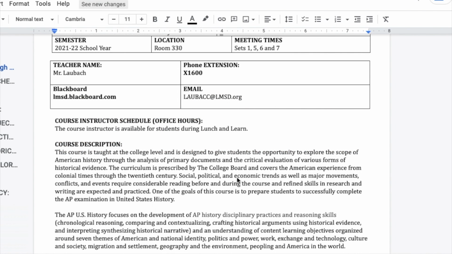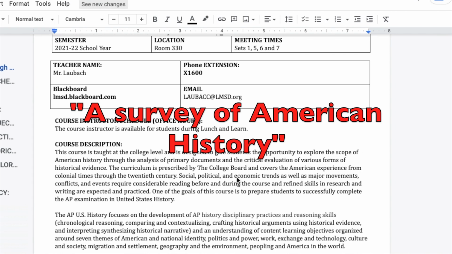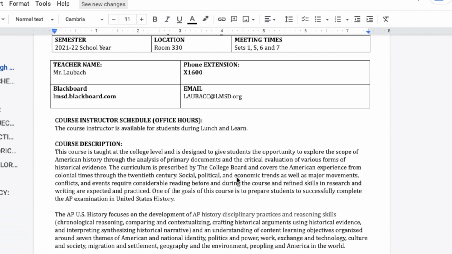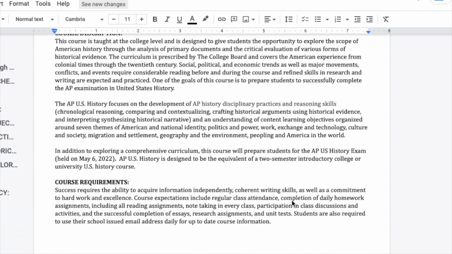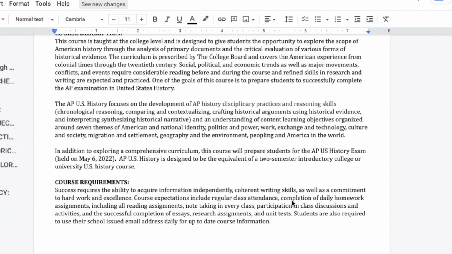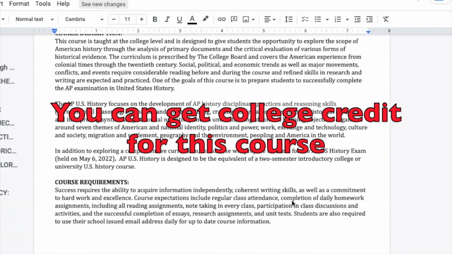The course is a survey course, meaning it does not go into great depth on any one single thing, but it skims across U.S. history. And it begins in 1491, the year before Columbus made contact, and ends present day. Now, the College Board AP exam for this school year is on May 6, 2022. Students are not required to take that test, though, of course, we encourage students to take that test, but you do not need to. And the AP U.S. History is designed to be the equivalent of an introductory college or university history course.